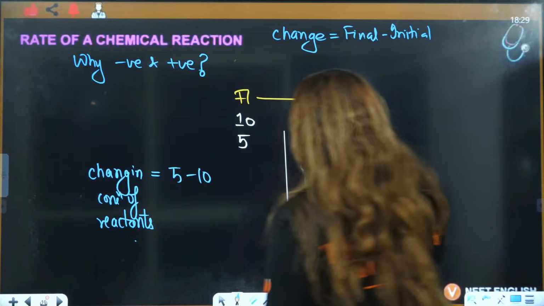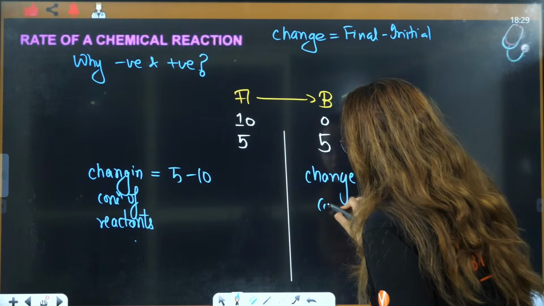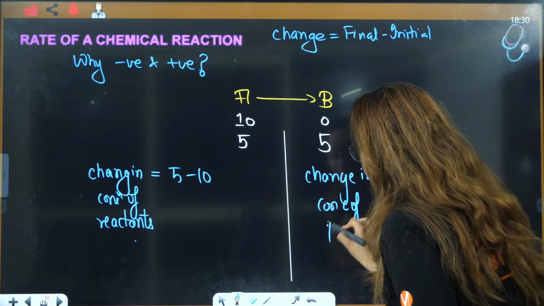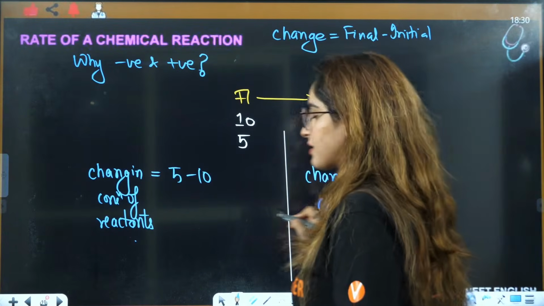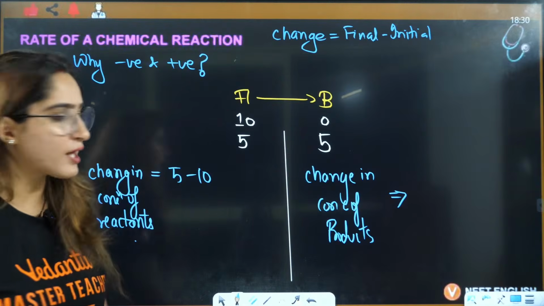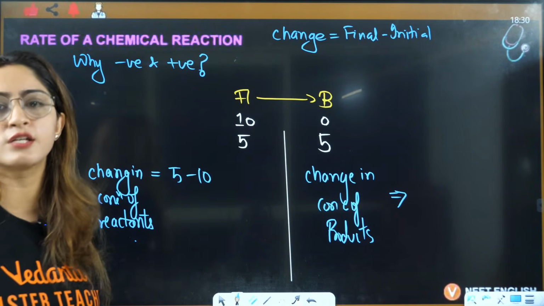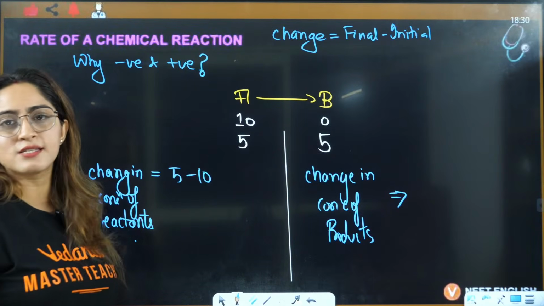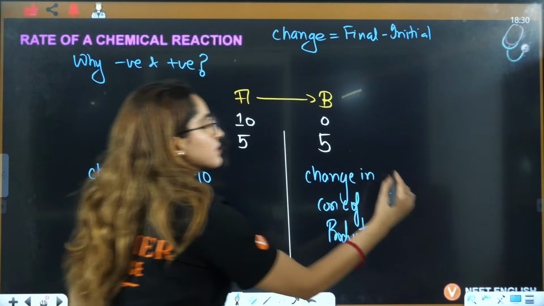In this case, we will write change in concentration of products. Now tell me what I should write for concentration of products. Everybody, what should I write? Here it will be 5 minus 10? It should not be 10 minus 5. Final minus initial. Here also it is 5 minus 0.